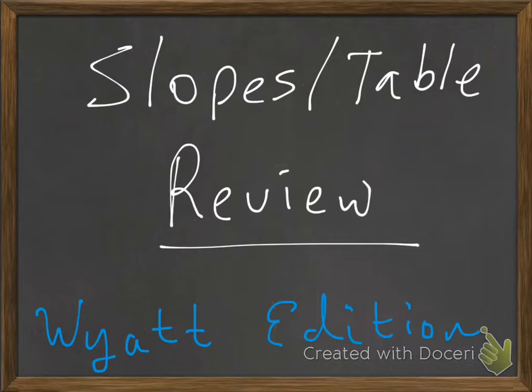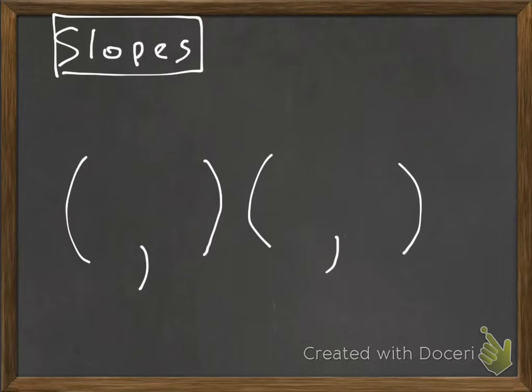Hey, this is a review video of slopes and tables. This is called the Wyatt edition. Let's go ahead and begin right away. So we're talking about slopes here. So slopes of 2 points, of any given 2 points.